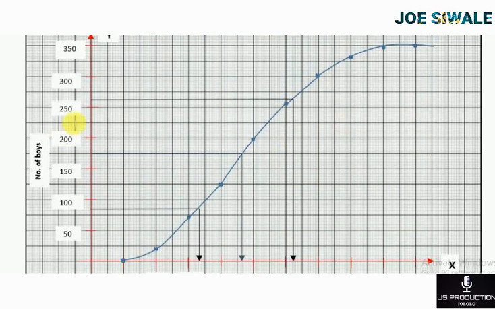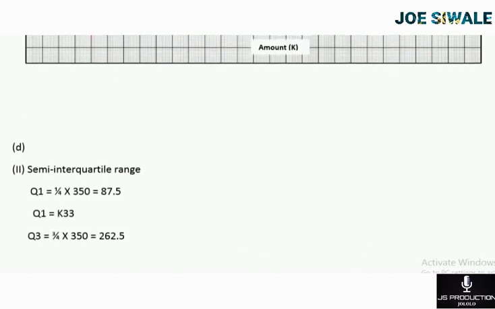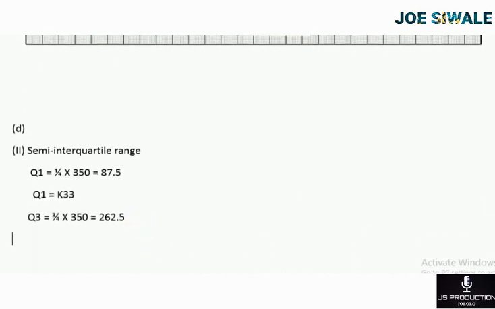I've already drawn, as you can see on the graph, where my 262.5 is. If I check on the horizontal axis, I discover that my upper quartile is 61.5. So that's my upper quartile. I'm just going to write it over here. Q3 is equal to 61.5. Since I have the upper quartile and the lower quartile, I can calculate the semi-interquartile range.